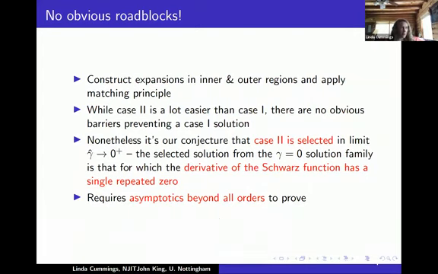Nonetheless, it's our conjecture that case 2 is the scenario that's selected in the limit that gamma goes to 0 from above. That is to say, from that infinite family of 0 surface tension solutions, the selected one is going to be the one that has the repeated zero of the derivative of the Schwartz function. But of course, this is something that's going to take asymptotics beyond all orders to prove rigorously.